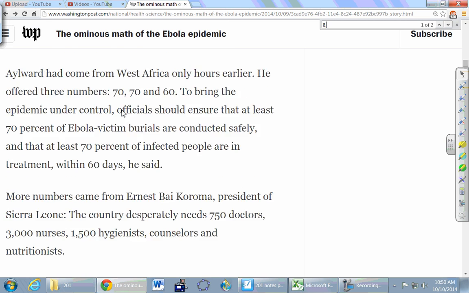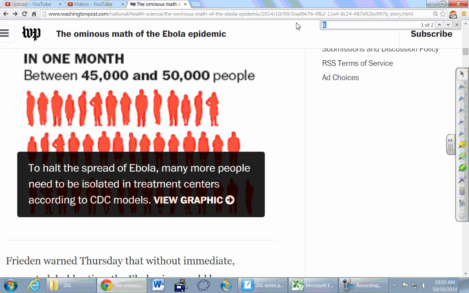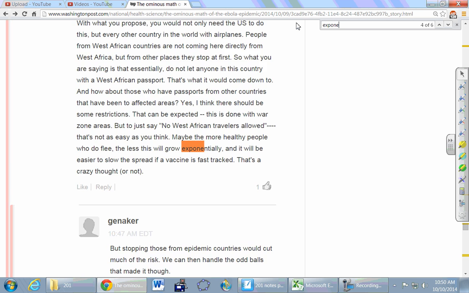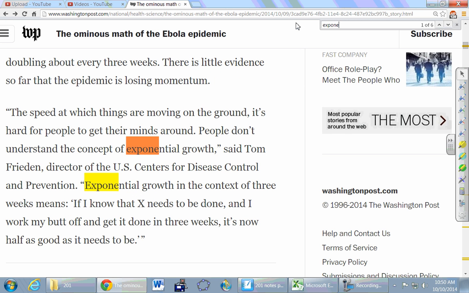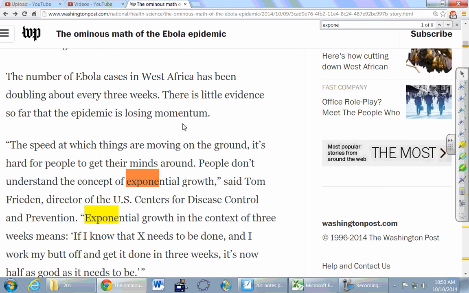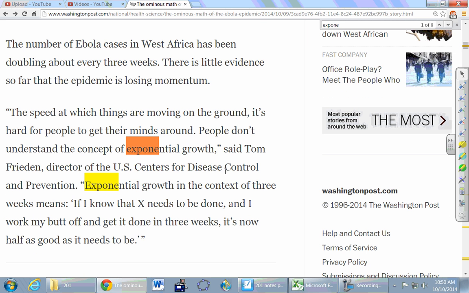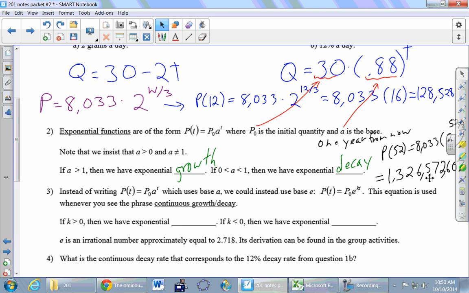Let's see if we can find this up here. There we go. According to Tom Frieden, director of the US CDC, people don't understand the concept of exponential growth. You're looking at numbers that our mind just cannot comprehend, doubling for very long. We just aren't programmed. It's not a matter of we should work harder or be smarter. Our brains are not hardwired to understand this kind of growth.